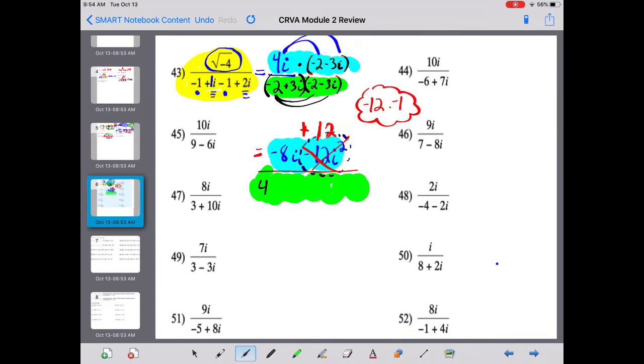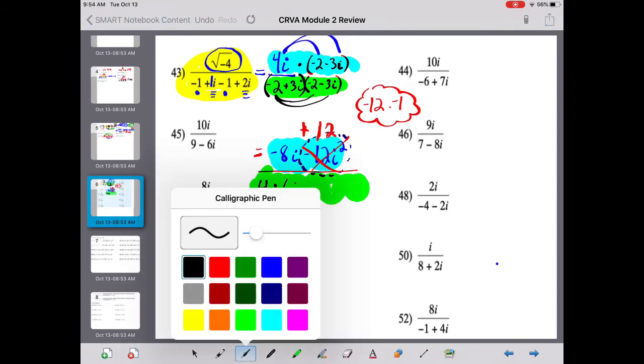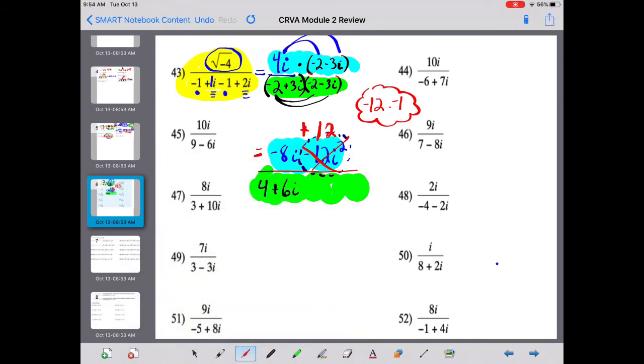So we get positive 4 and positive, because we have a -2 times a -3i, a positive 6i. And then over here, we've got 3i times -2, which is -6i. And over here, -9i squared. Wait a minute, say what? -9i squared? This whole thing right here becomes a positive 9 because it's really -9 times -1, which is positive 9. So let's simplify what we have here.